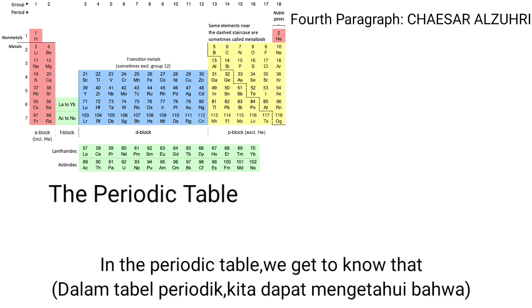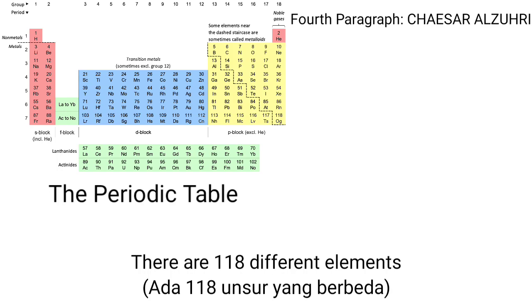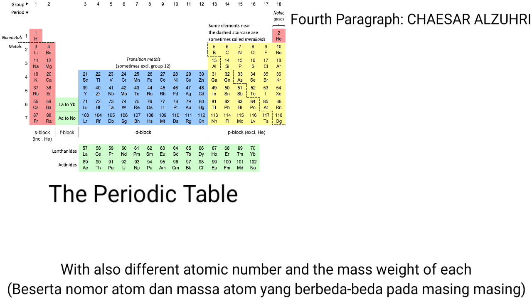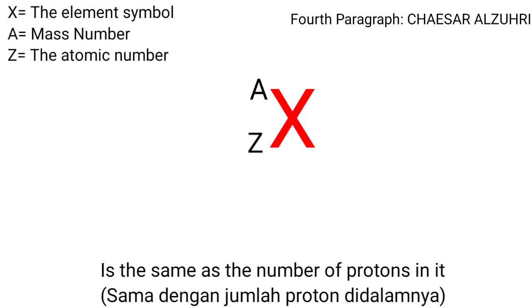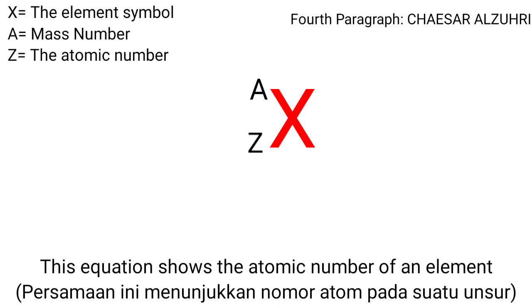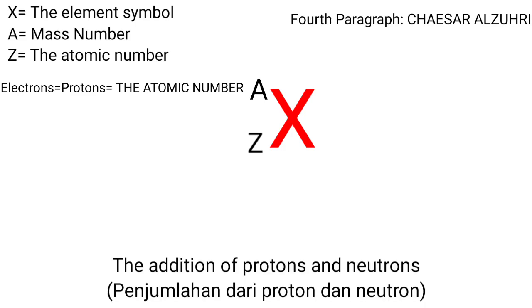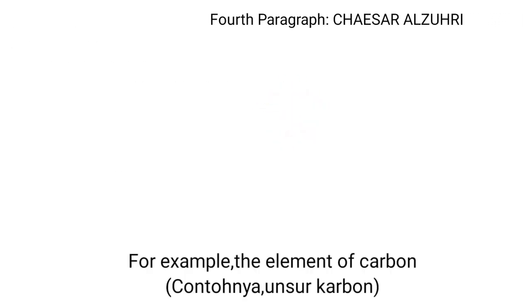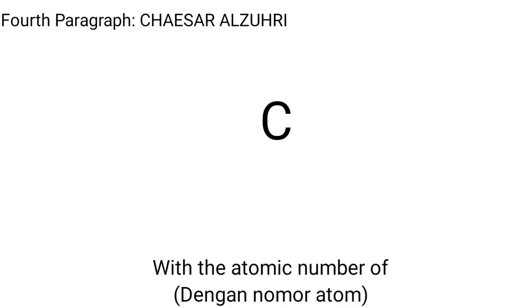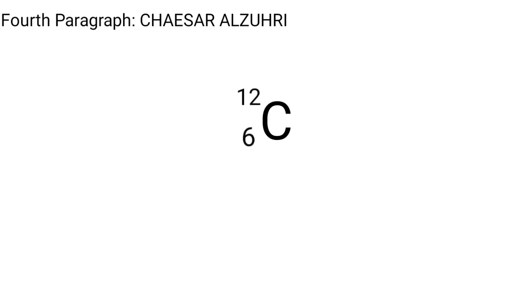In the periodic table, we get to know that there are 118 different elements, each with a different atomic number and mass weight. Generally, the number of electrons in an element is the same as the number of protons in it. The mass number is the addition of protons and neutrons. For example, the element carbon has an atomic number of 6 and a mass weight of 12.